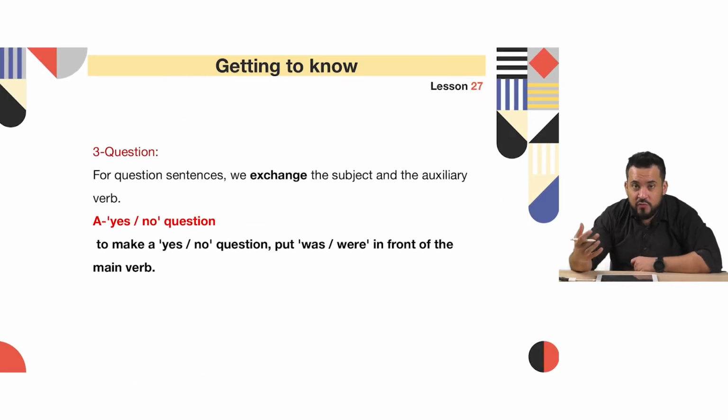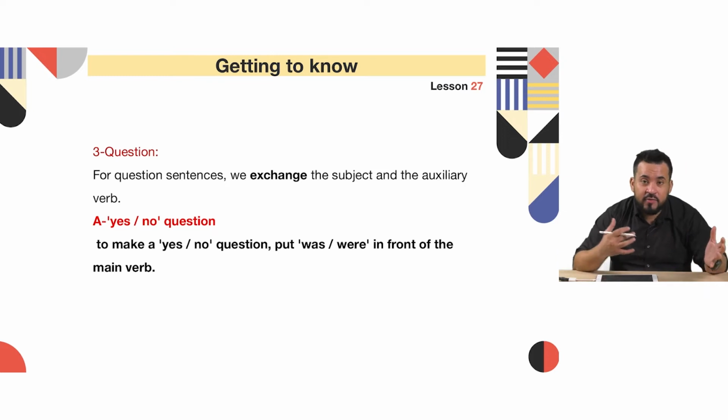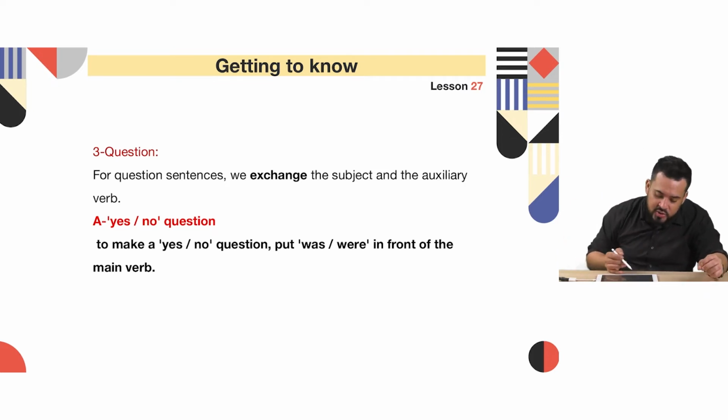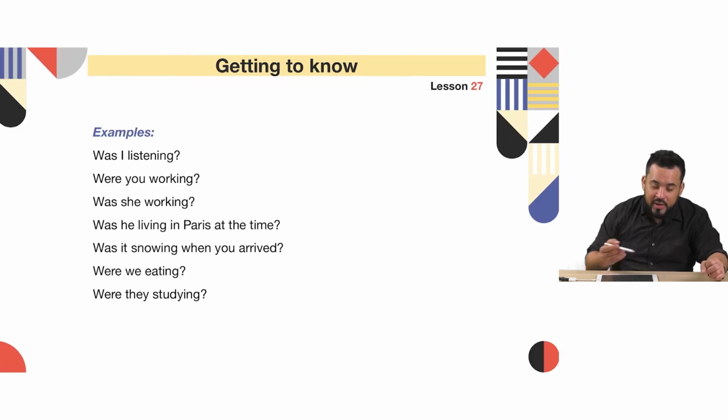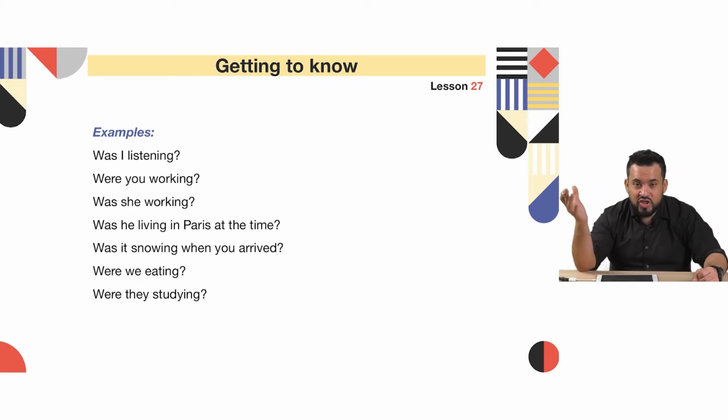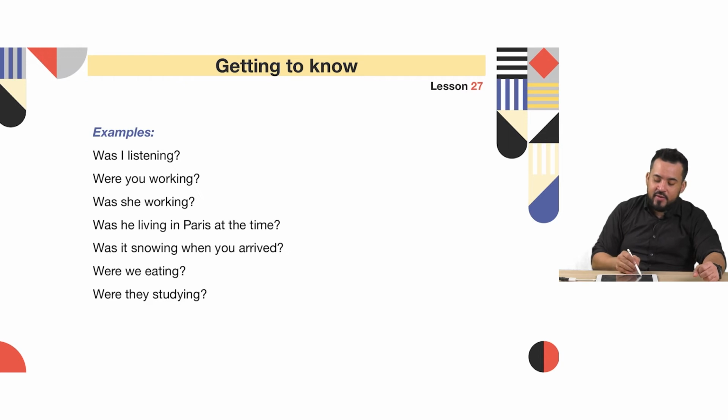Now, the question form, we just start with the auxiliary followed by the subject to make it a question. So we make questions like, was I listening? Were you working? Was she working? Were we eating? Were they studying? So this is how you make the question.